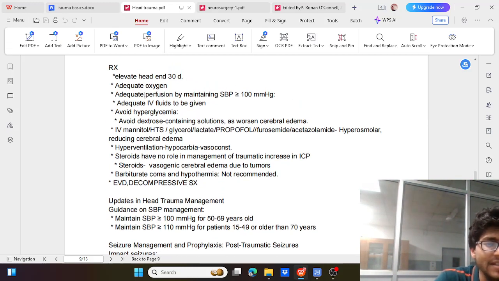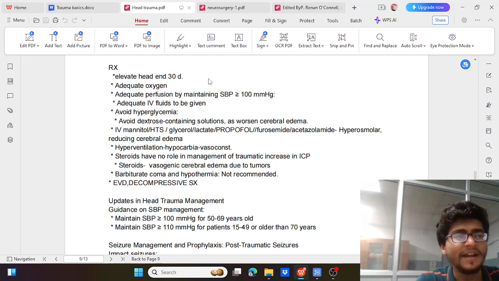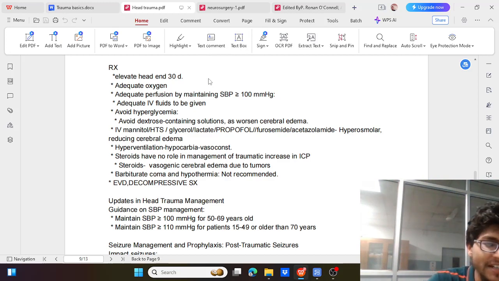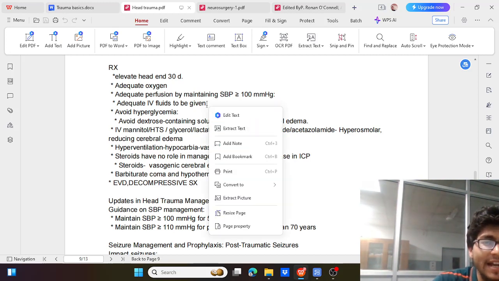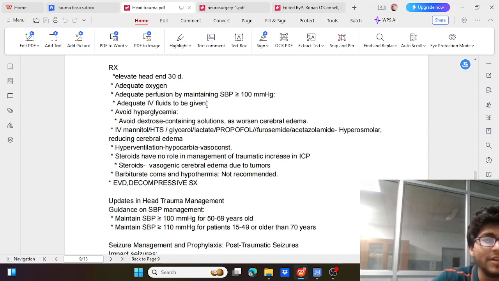So now how will we manage? This is very important and it is the basic. First and foremost, we will elevate the head end of the bed by 30 degrees. Give oxygen, give fluid. Which fluid do we give in head injury? Always remember that we give NS, and nothing else, because other fluids like DNS can worsen cerebral edema. We should never give anything other than NS. We have to maintain perfusion pressure more than 100. Avoid hyperglycemia, that is dextrose solution or DNS, which will worsen cerebral edema.